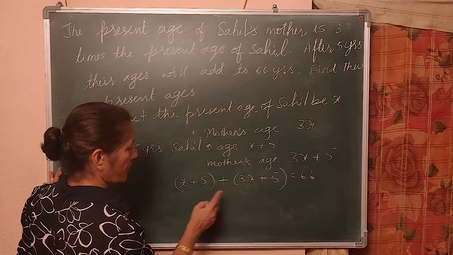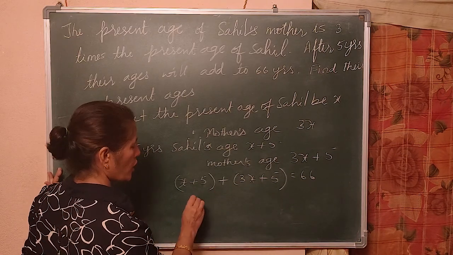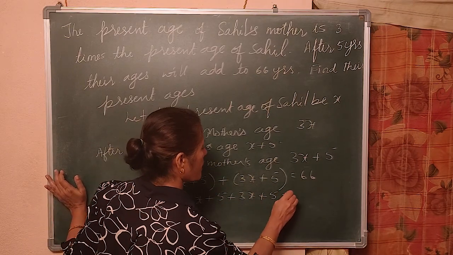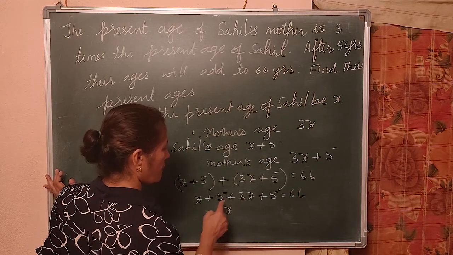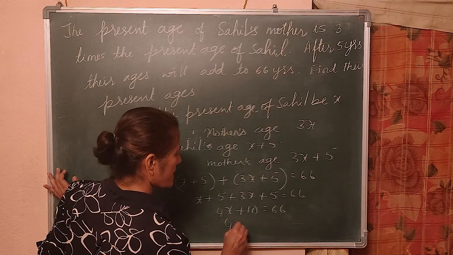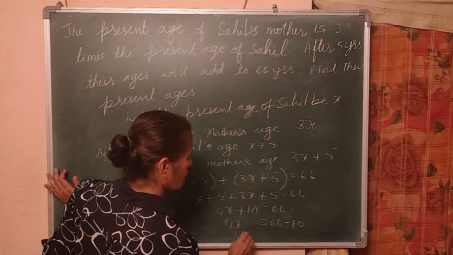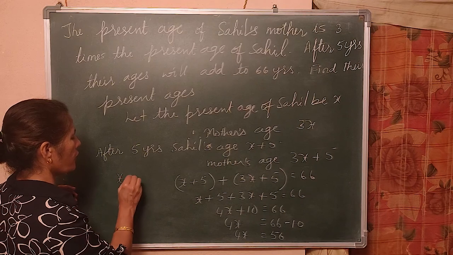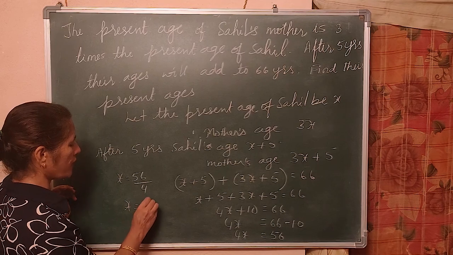And so take out the bracket. Why did I put the bracket? To show that this is Sahil's age, this is mother's age. So x plus 5 plus 3x plus 5 is equal to 66. So x plus 3x is 4x, 5 plus 5 is 10, is equal to 66. So 4x is equal to 66 minus 10. So 4x is equal to 56. So x is equal to 56 divided by 4. How much? x is equal to 14.